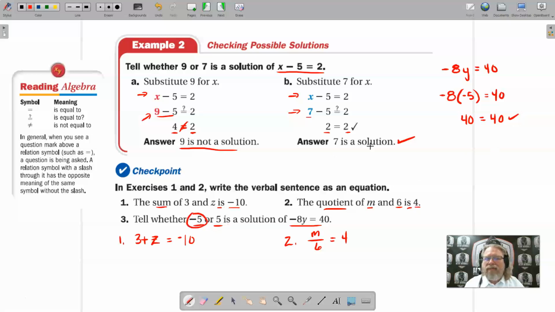I'm going to guess positive 5 is not, but it's always a good idea to check. So negative 8, plug in the 5 instead. And negative times positive is negative. 8 times 5 is 40. Bring down the equals 40. Is negative 40 equal to 40? No, it's not. So this is not a solution. So in this case, negative 5 is a solution. Positive 5 is not a solution.